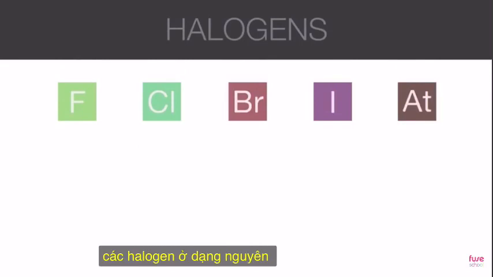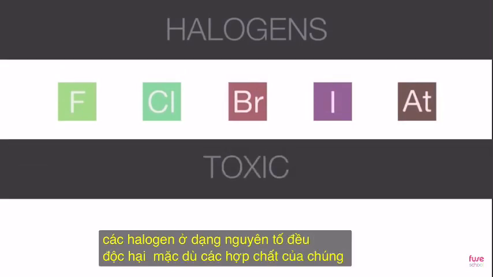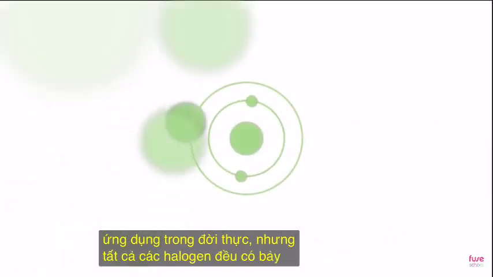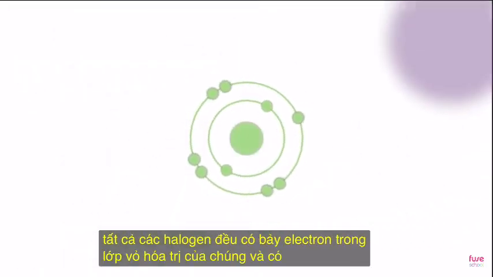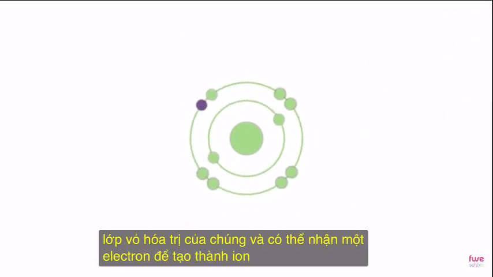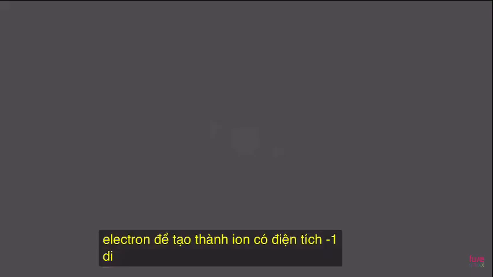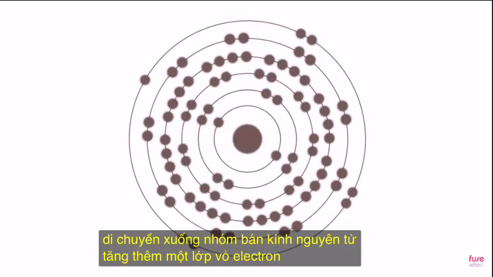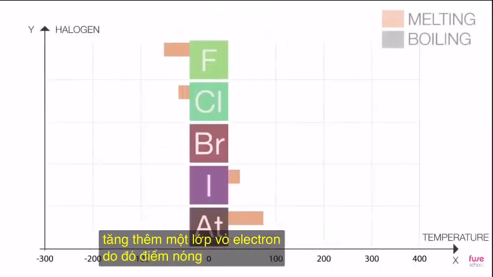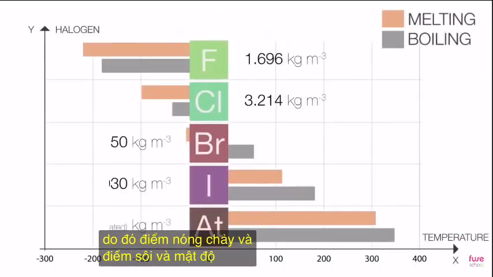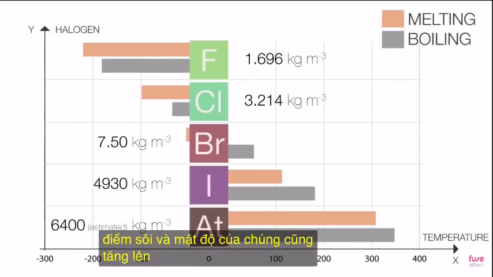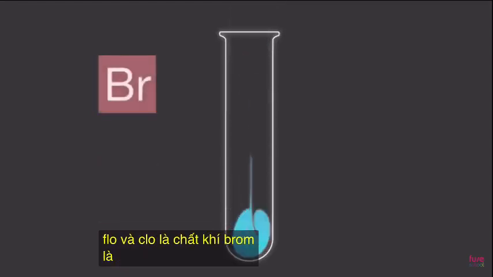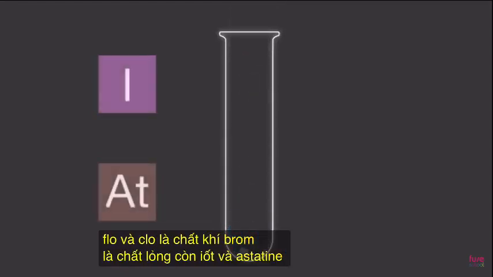Halogens in their elemental form are toxic, though their compounds have many real-life applications. The halogens all have 7 electrons in their valence shell and can accept 1 electron to form an ion with a -1 charge. Moving down the group, atomic radii increases by 1 electron shell. As a consequence, melting points, boiling points, and density also increase. To illustrate this, fluorine and chlorine are gases, bromine is a liquid, and iodine and astatine are solids.